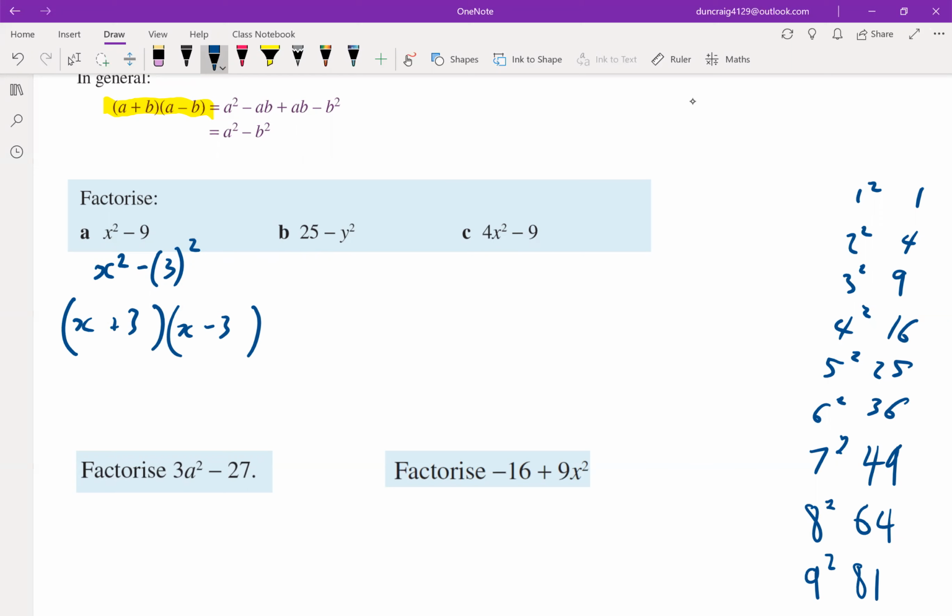In there, I did that first step where I said x squared take 3 squared, and you don't really have to do that each time. The second one here, 25 take y squared, I can think, well, 25 is just 5 squared. So my two brackets are just going to be like so, and my first term is the 5 squared. So it's going to be 5 plus y, 5 take y.